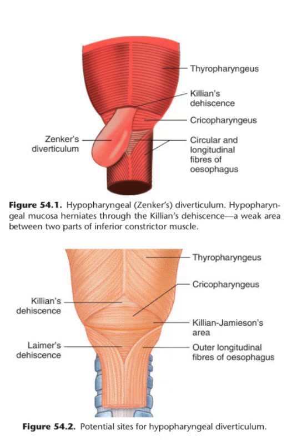Pharyngeal pouch, also called hypopharyngeal diverticulum or Zenker's diverticulum. It is a pulsion diverticulum where pharyngeal mucosa herniates through the Killian's dehiscence, a weak area between two parts of the inferior constrictor.